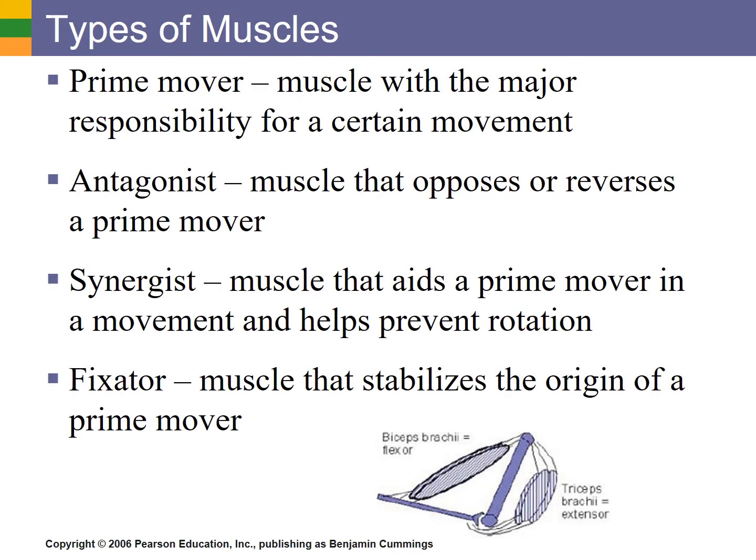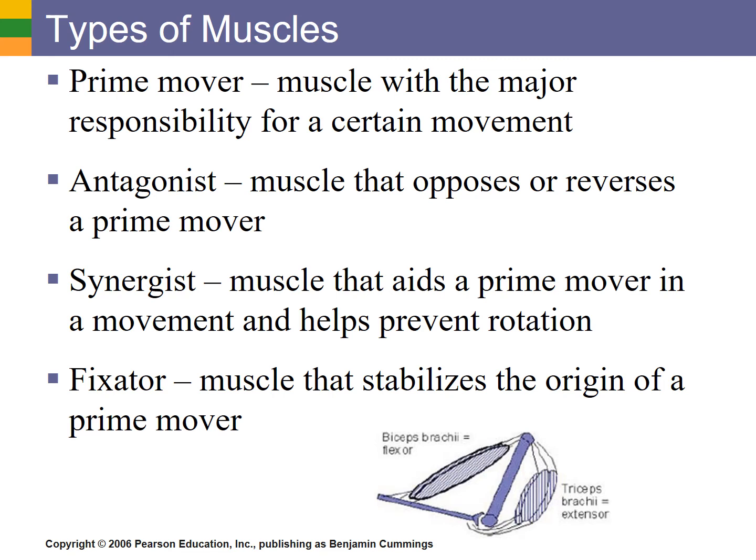We can classify a muscle by the role that it plays in a certain movement. A prime mover is the muscle that is mainly responsible for a certain movement. For example, your triceps brachii, that's the muscle that's on the posterior of your arm. It is primarily responsible for extending the elbow or straightening your elbow. So it is the prime mover of elbow extension.